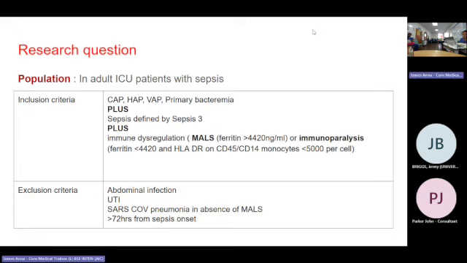And the exclusion criteria that they used: the first one is abdominal infection, because these patients often require source control to the treatment. UTI patients, because they often have a good prognosis when it comes to sepsis. COVID patients in the absence of MALS, because their immune response tends to be quite complex. And also the intervention had to be given within 72 hours from the onset of sepsis. But again, the onset of sepsis can be quite arbitrary, so that can be a bit of a difficult one to know.